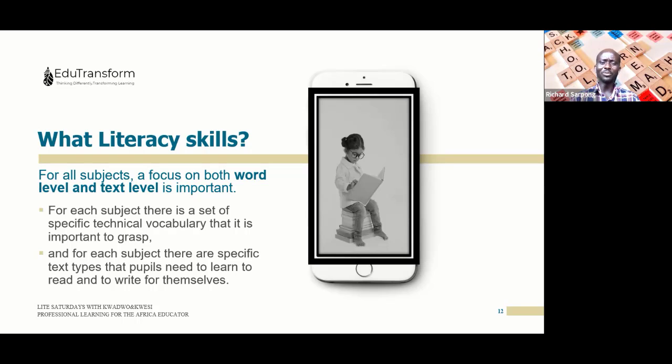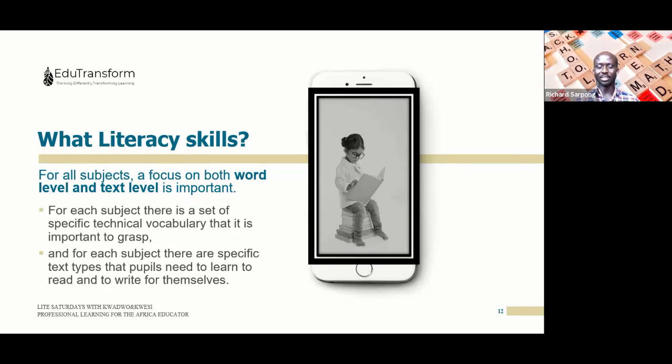So every subject, whether it's vocational, technical, whichever subject you're doing, there are technical vocabularies that go with it, and that is the language of the subject. And for you to speak like an economist, a mathematician, a scientist, a chemist, there is a vocabulary that you need to be able to use to talk like that. And then you have the text level skills. And that is where the writing comes in, okay? The reading and the writing aspects of it.